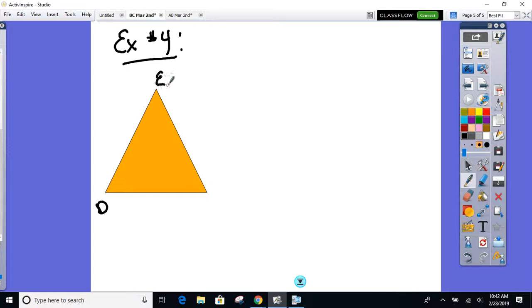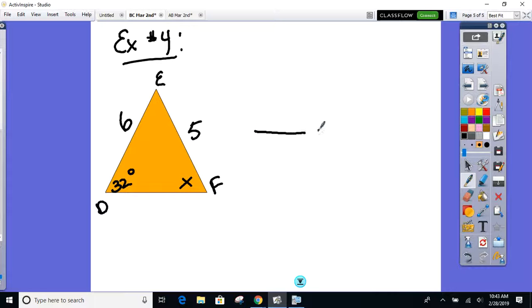Okay, let's go triangle DEF. Everyone ready? Side F is 6. Angle D, 32 degrees. Side D, 5. Find angle F to the nearest degree. You can use law of sines not only to find sides, but also angles. So here we go.